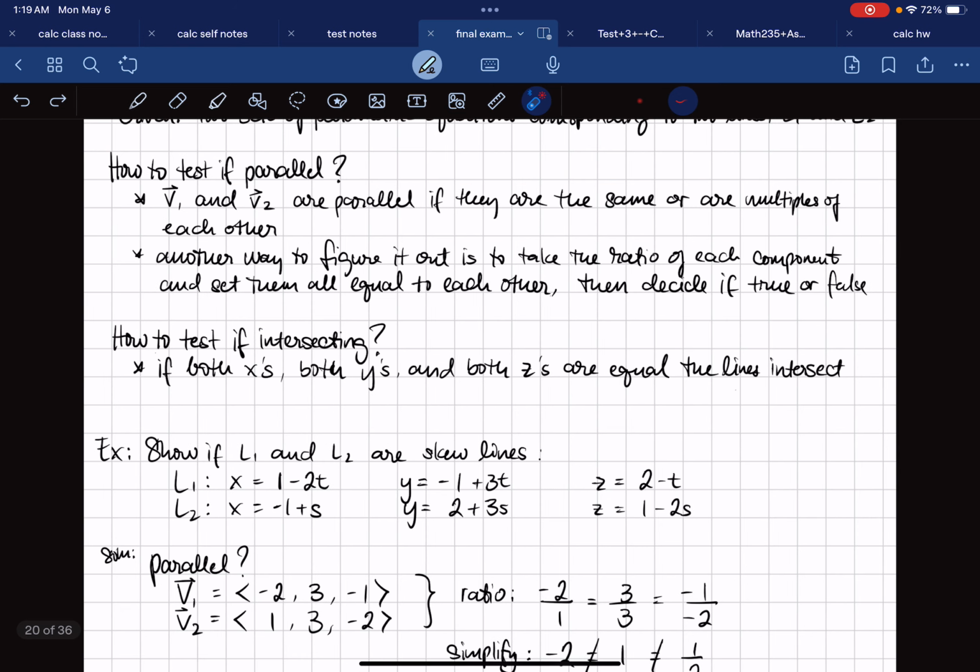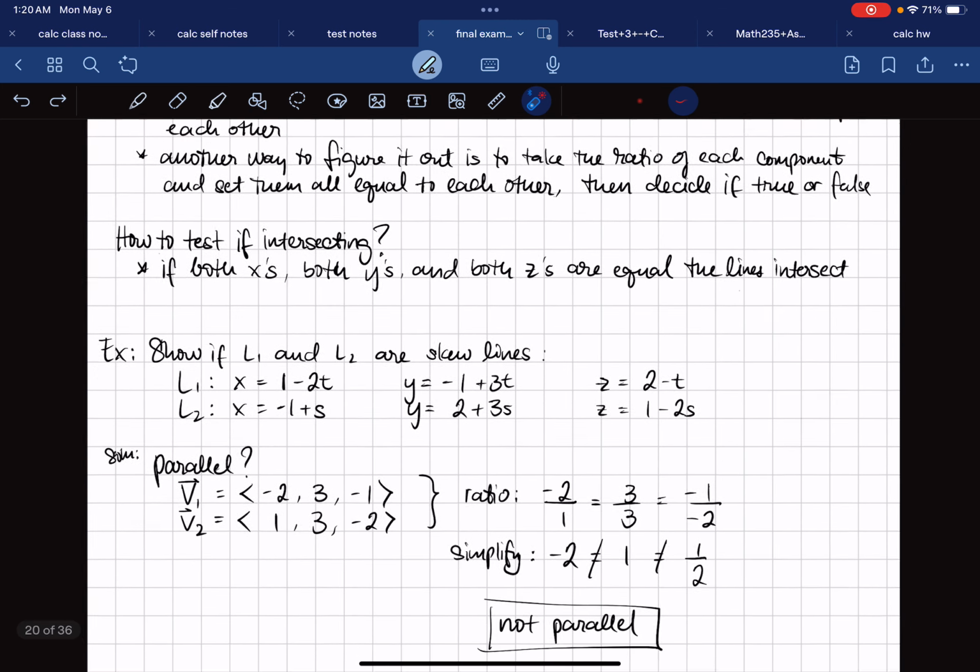Okay, how do we test if they're intersecting? That's if both x's, both y's, and both z's are equal. Then that means the lines do intersect. We're going to go over an example right now to make that more clear.